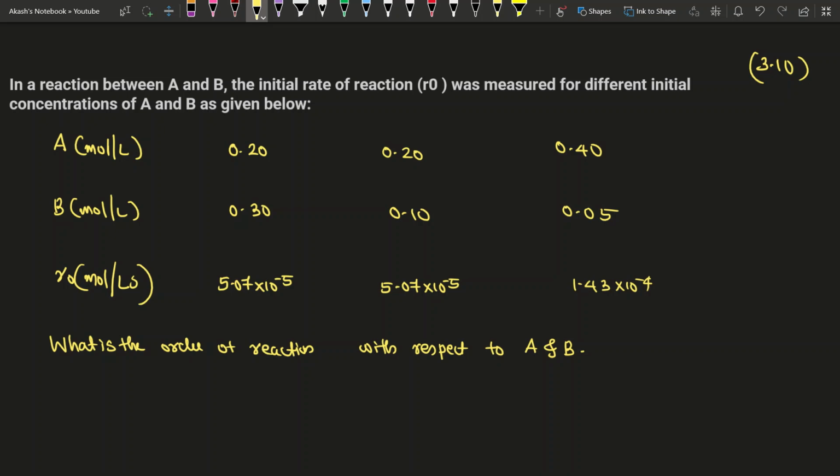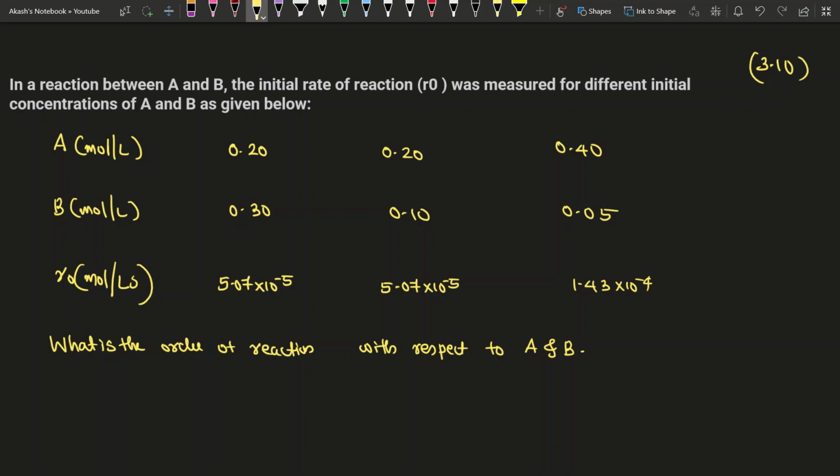The question given is, in a reaction between A and B, that means the reactants are A and B, the initial rate of the reaction R0 was measured for different initial concentrations of A and B given below. So we have two reactants A and B. Whenever you use different initial concentrations of A and B, they have found the rate of the reaction. They are asking you to calculate the order of the reaction with respect to A and B.